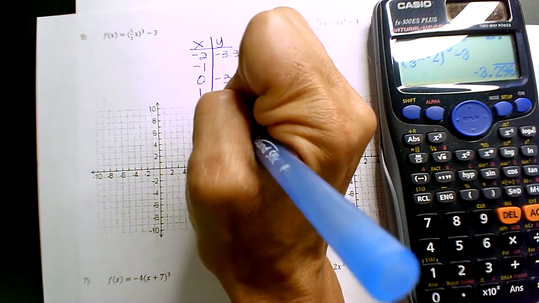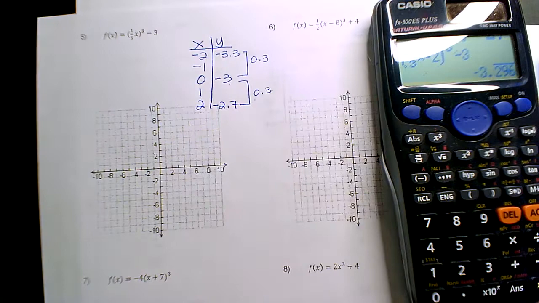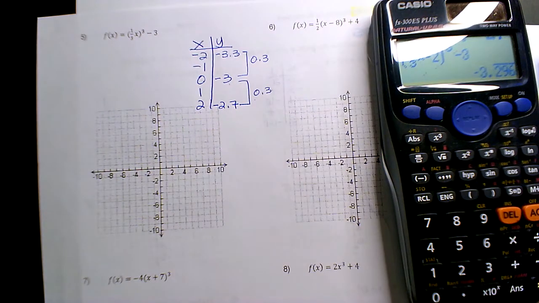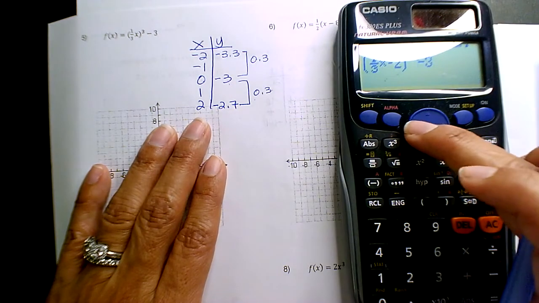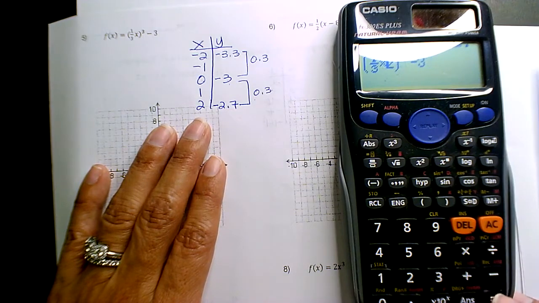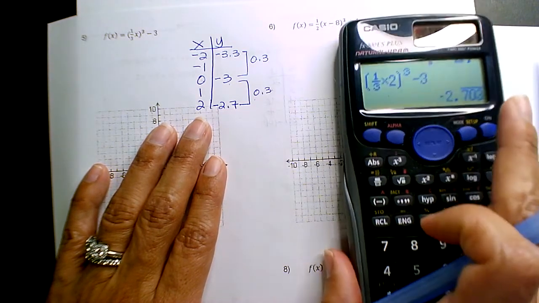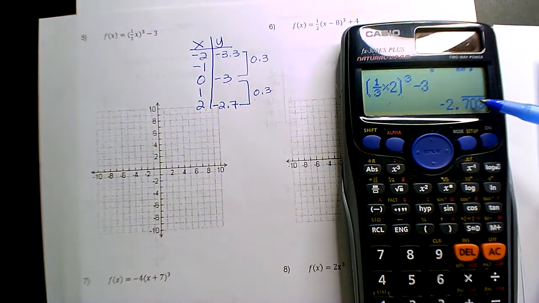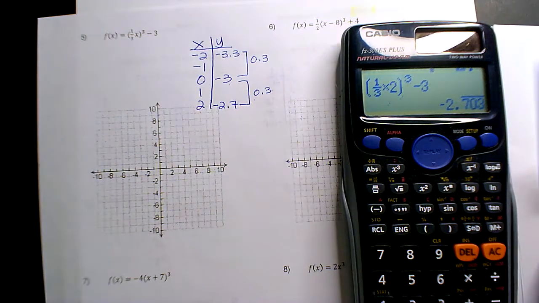2.7. Negative 2.7. Yes? Remember, if you're like, nope, don't like that, that's fine. Delete it, put the positive 2. There's your negative 2.7. Oh, you can't see, sorry. Your negative 2.7. The calculator will do it for you, so don't let this part confuse you.